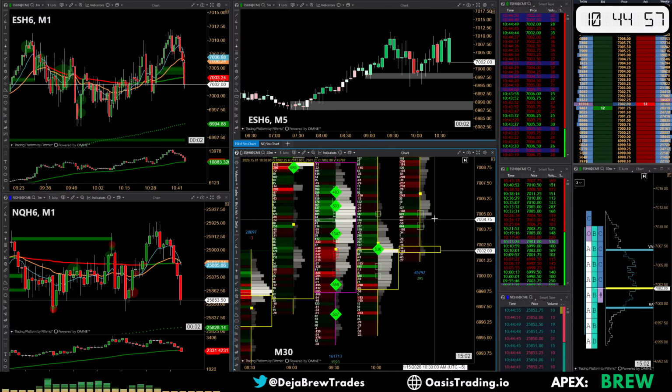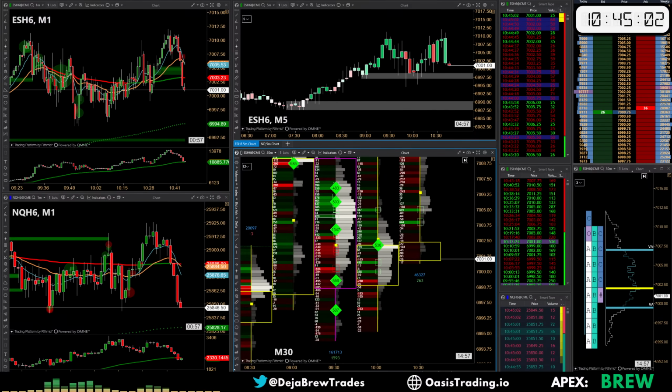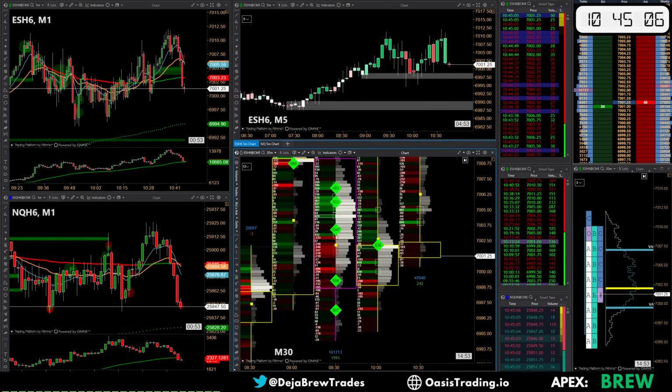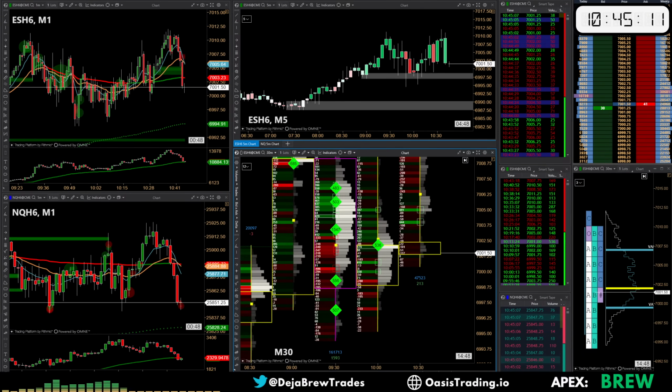Keep an eye on VWAP. If it does get too aggressive here, you will get into VWAP very quickly. Coming up very quickly on NASDAQ, a little bit farther away on ES.